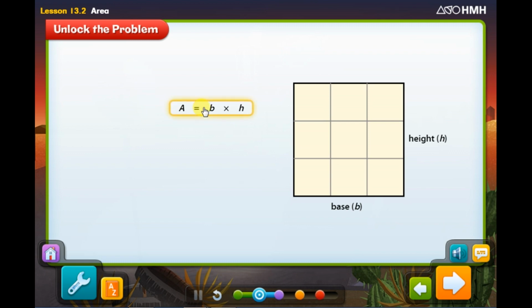Now let's see how we can find the area of the shape. B here is how many squares? 3. The height here is how many squares? 3. So let's multiply 3 times 3 to find the area. First, count the number of units in the base. B is 3. Then, let's see what the height is. H is 3 also. Now, multiply 3 times 3 to find out what the area is. 3 times 3 is equal to 9 square units. The area of this rectangle is 9 square units.